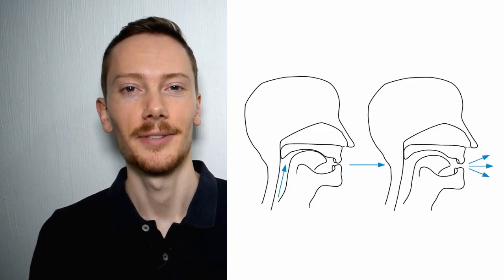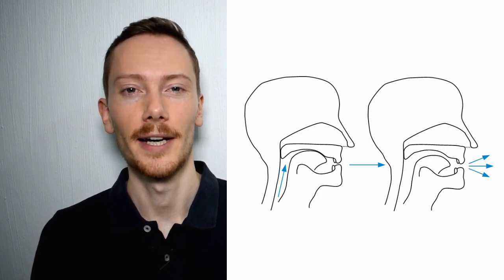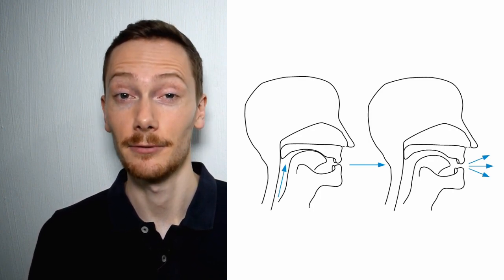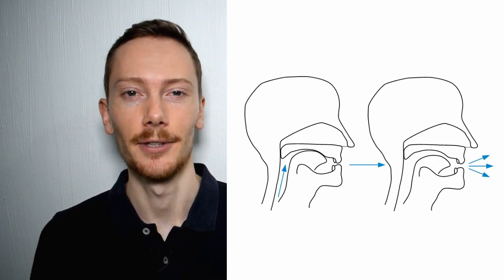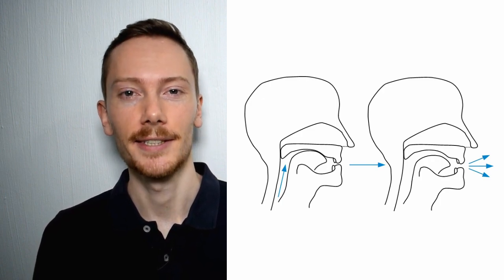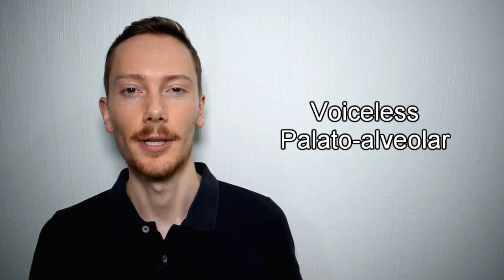Ch, ch. Well done, you just produced the ch sound. This sound is produced by blocking the flow of air with the tip, blade and front of the tongue behind the alveolar ridge, then releasing it slowly so that it produces friction. This gives the sound its technical name, the voiceless palatoalveolar affricate.